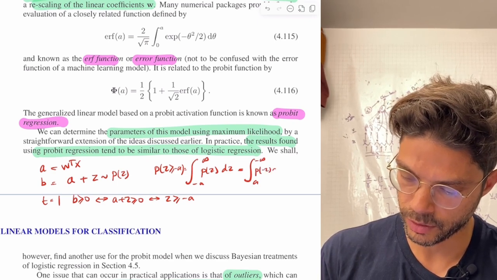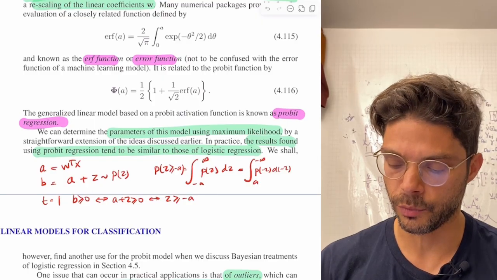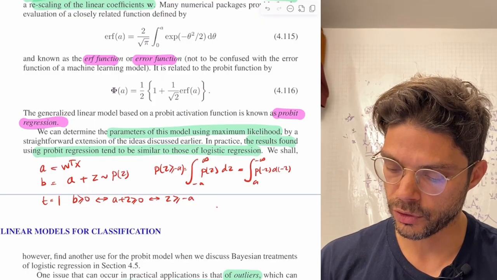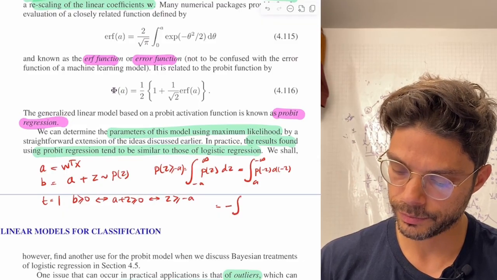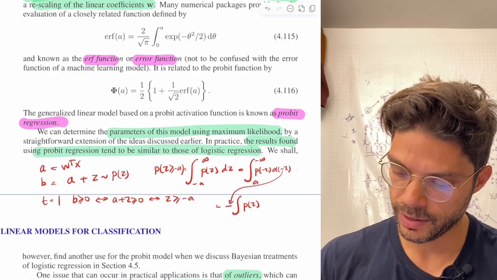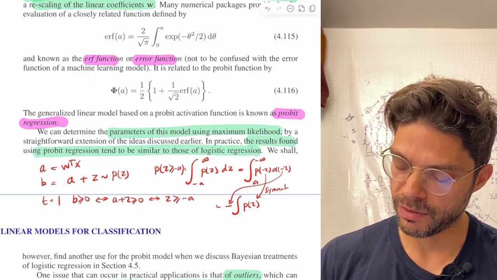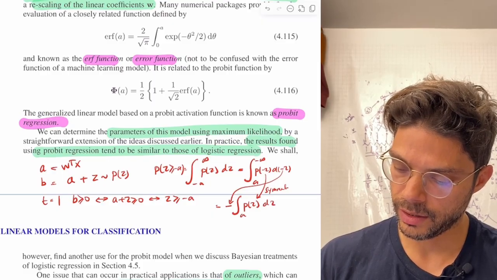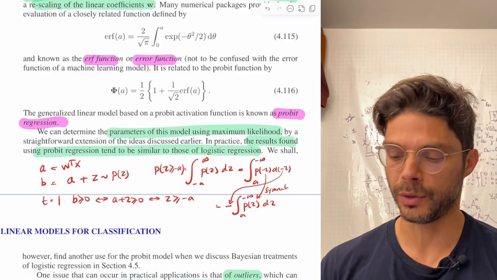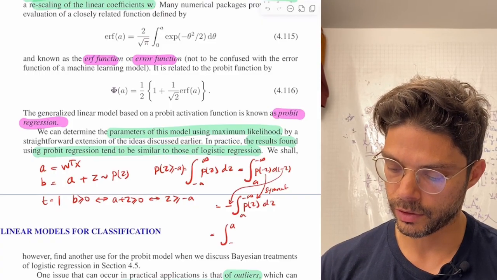Additionally, we're assuming that it's symmetric, so the minus comes out here. This is due to symmetry: p of z dz from a to minus infinity, and if we have a minus on the integral, that's just the same as swapping the order of integration.